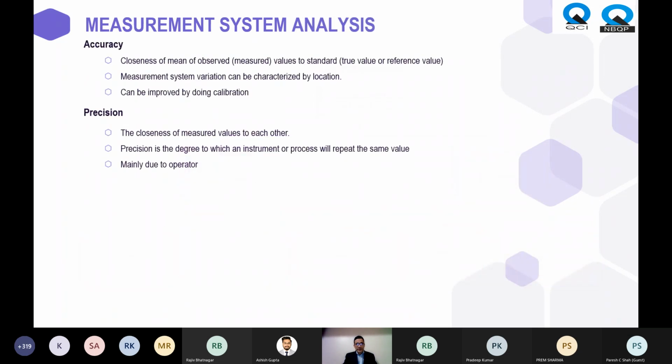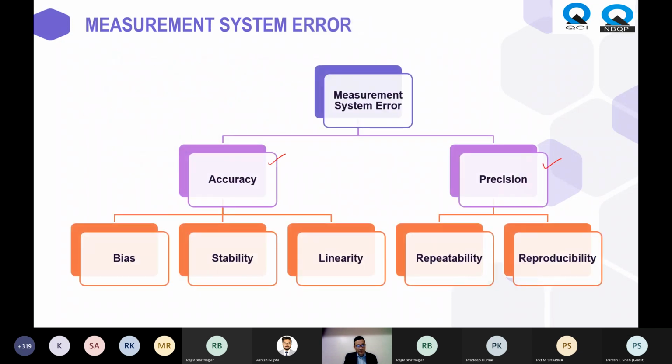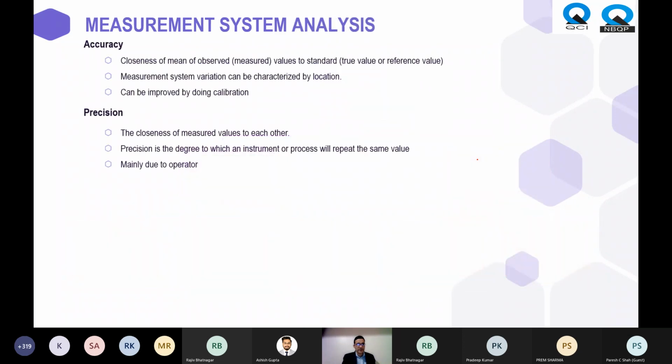So if this broad skeleton is clear in our mind, let's move forward. If anybody has any question or concern, the participants can ping me and I will try to answer. So let's read these things one by one. First one is accuracy, which we saw here, and second is precision. I'm starting with accuracy first.